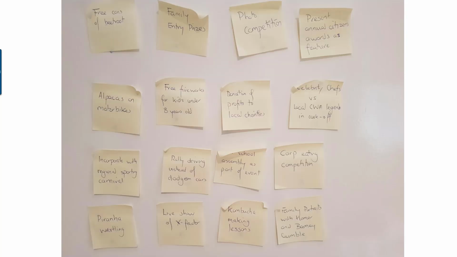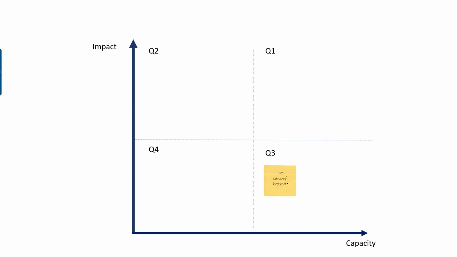In practical terms, this is how I normally run it. I'll just grab one of the post-it notes off the board and ask the group, what do you reckon? Is this going to have a high impact in terms of increasing attendance at the show, or low impact? And ask them where they'd like to put it on the grid. And what's our capacity to do it? Do we have the resources available, or don't we?